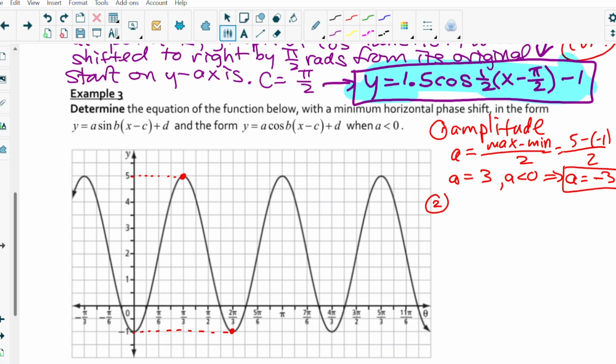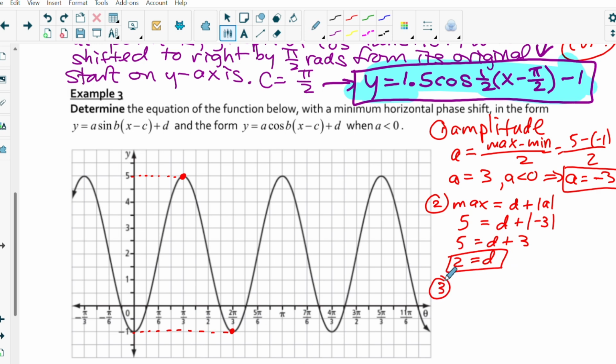Number 2. Let's find our d value. Maximum value equals d plus the absolute value of a. That's 5 equals the d value plus the absolute value of -3. And that's 5 equals d plus 3. That's 2 equals d. Okay, so there's our d value.